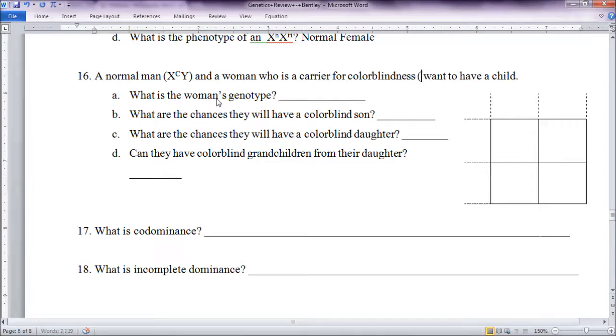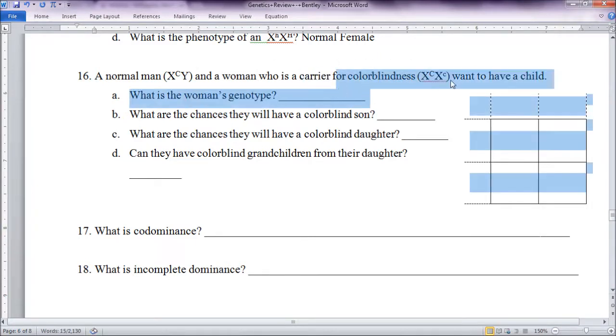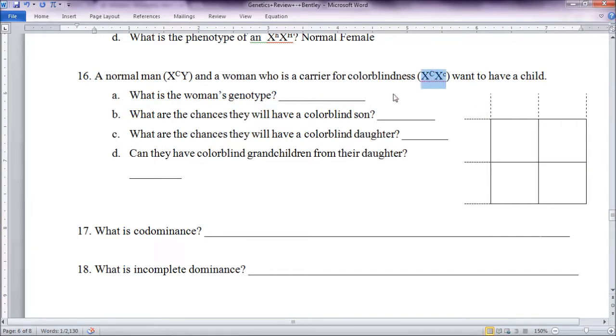So, that means the woman gets 2 X's, but only 1 X with a capital C. Ooh, those letters are all too close together. So, they want to have a child. What is the woman's genotype? Well, I just wrote it down, so let me just copy and paste that. She is a carrier. That means she carries the disease, but she does not display it. So it starts right off.